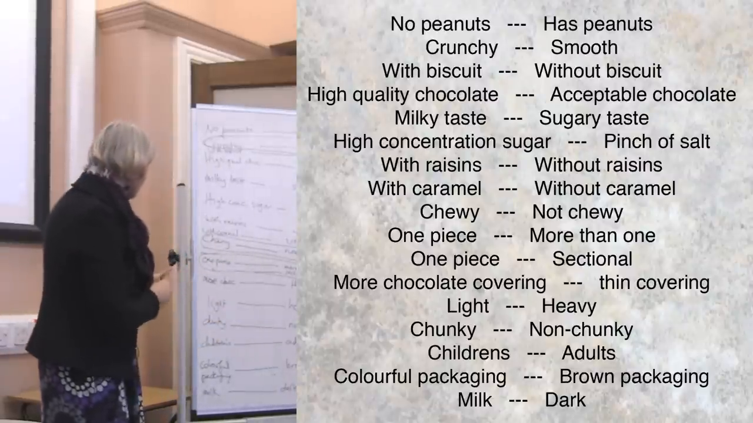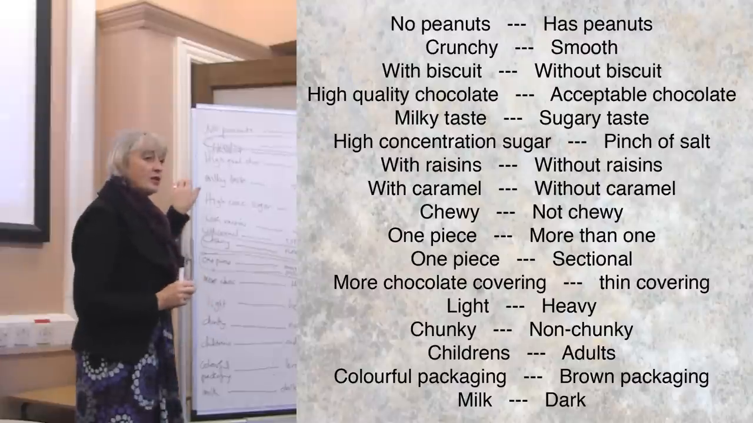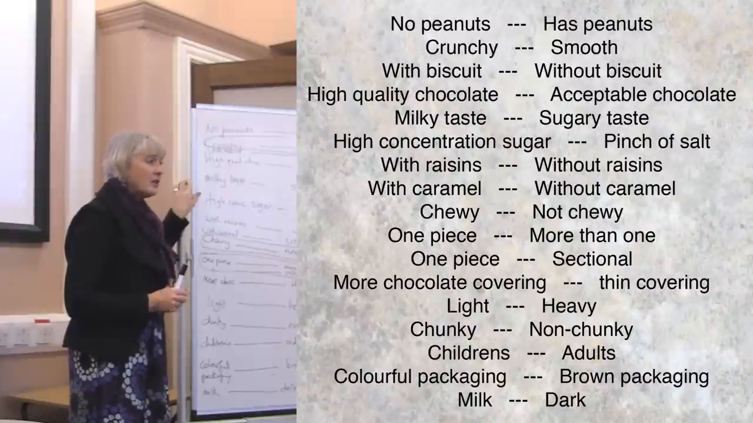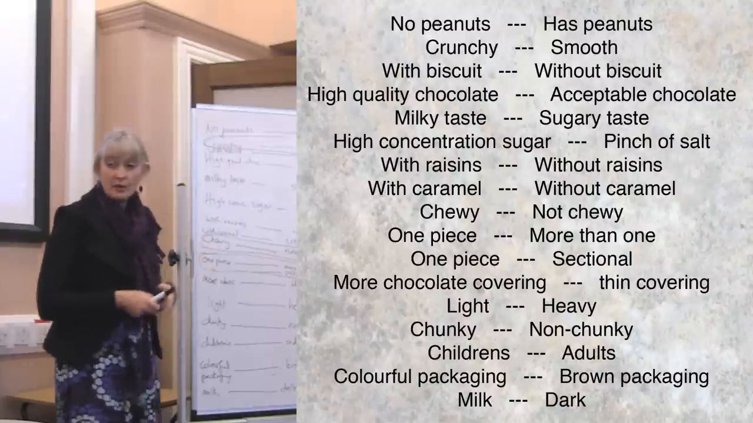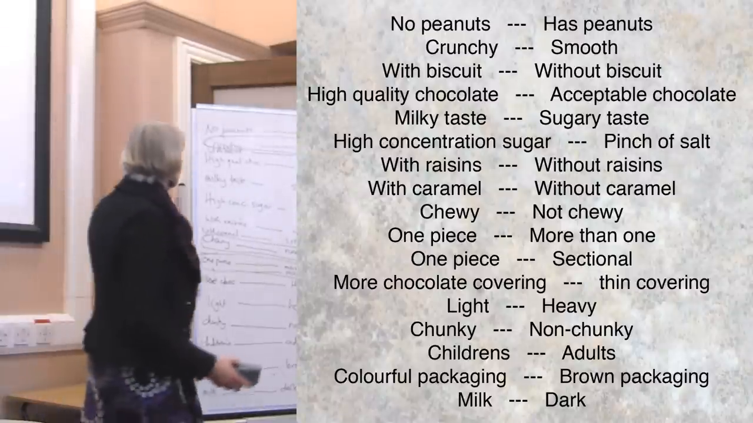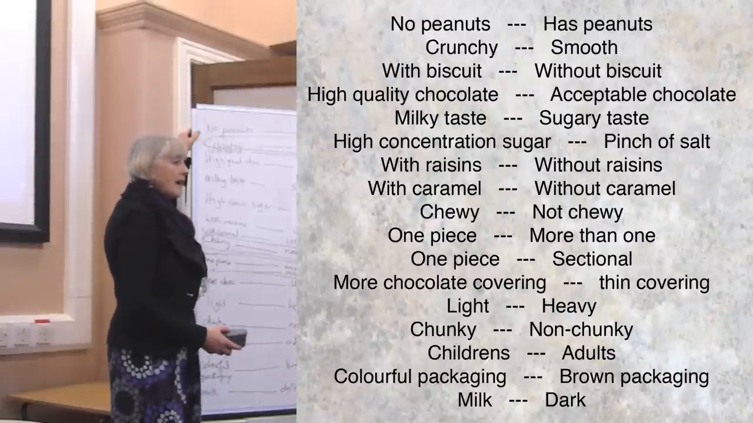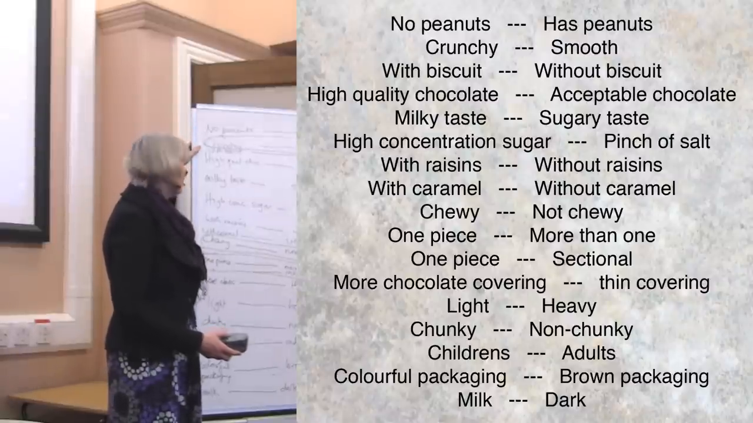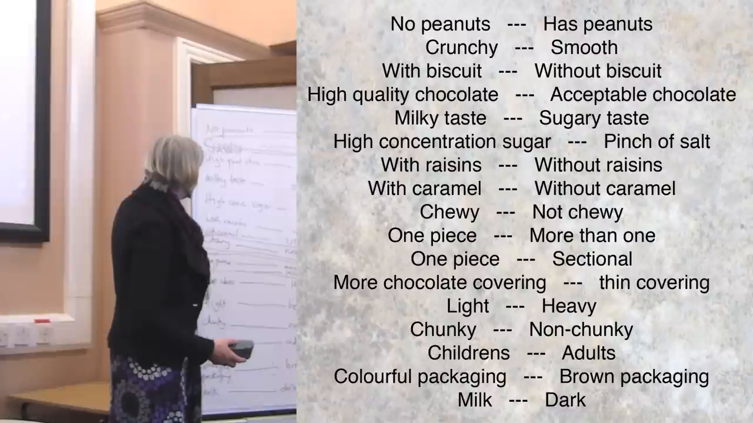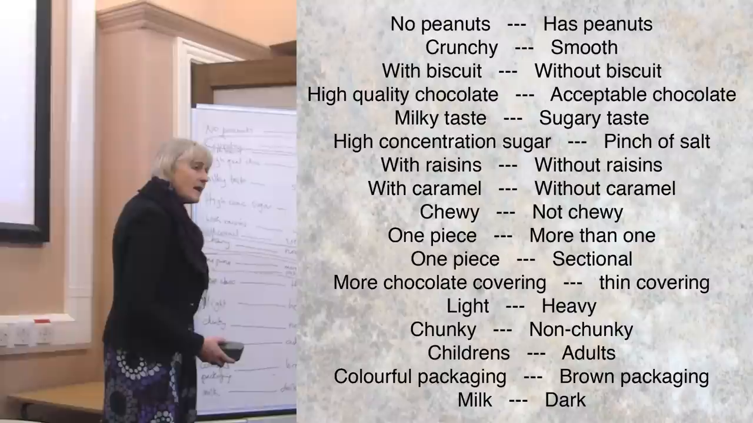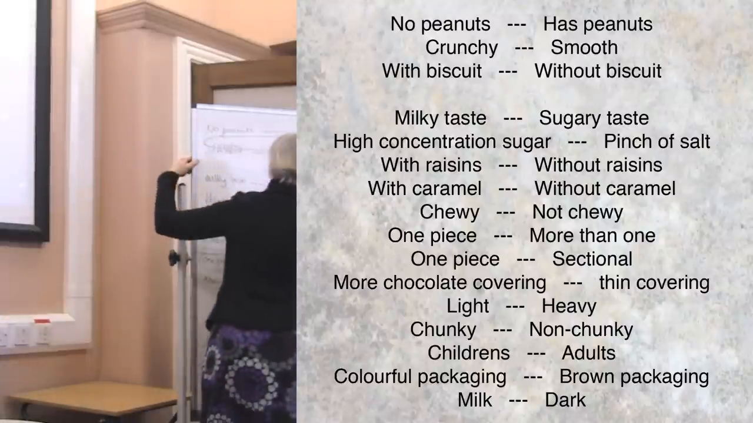What I'm going to do is go through these quickly. Just put your hand up if it's a construct that makes no sense to you, that you think you could not apply to chocolate bars. Okay. So we're going to go through them quickly. No peanuts or has peanuts. Anybody can't make sense of that. Crunchy versus smooth. I think we agreed everyone can use that. High quality chocolate versus acceptable chocolate. That doesn't make sense to you. Okay, we'll check that one out.